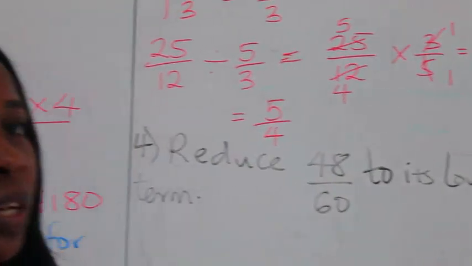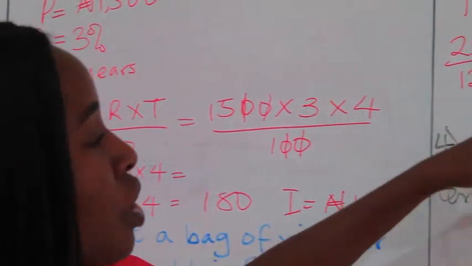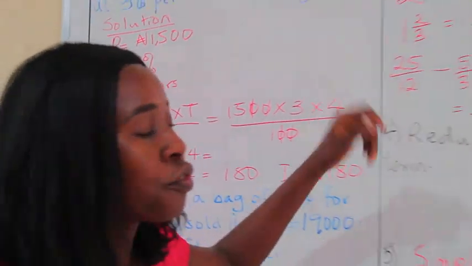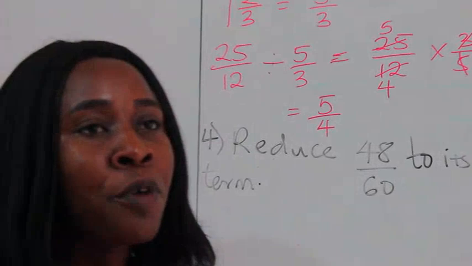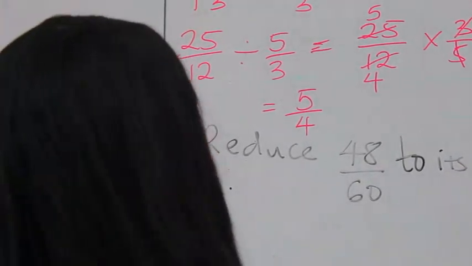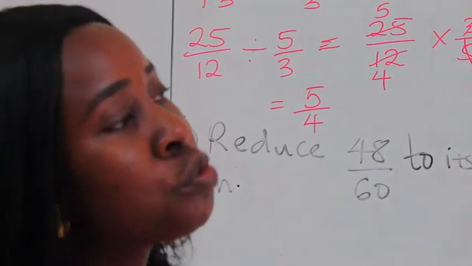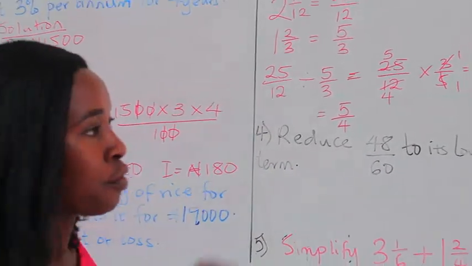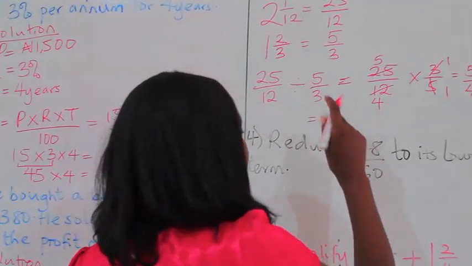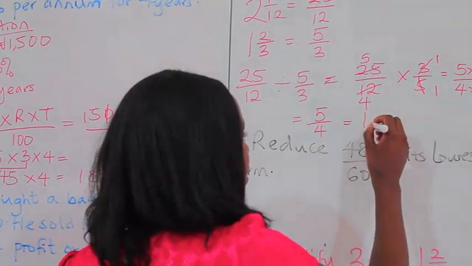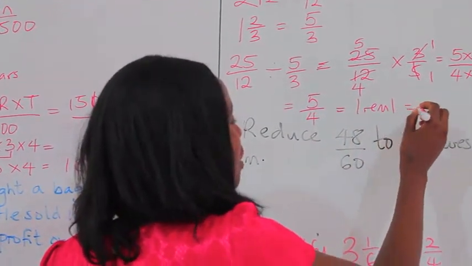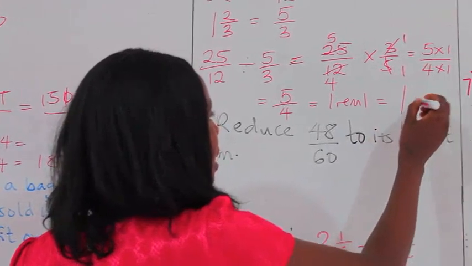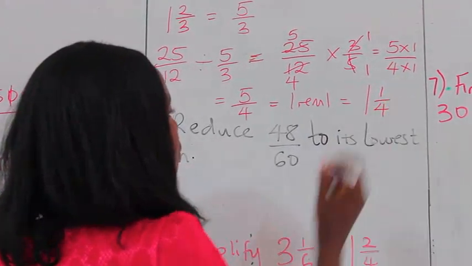We have 5/4. We can't leave our answer this way because 5/4 is an improper fraction. We have to change it to a mixed number. How do we change to a mixed number? We ask ourselves, how many 4s do we have in 5? 5 divided by 4 will give us 1. Remember 1. So our final answer will be 1 whole number 1/4.